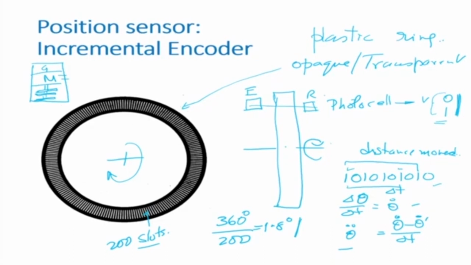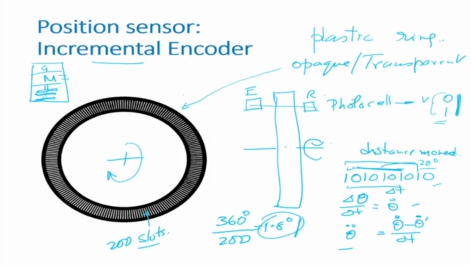Now the two disadvantages of this are there. The first is that 360 by 200 is 1.8 degrees, which is not much. So in terms of resolution, it is not much. The second problem that comes up is that this is an incremental device. Now, being an incremental device, there is no absolute position referencing. So it can tell you how much it has moved, but this is incremental. It is not absolute. So for example, if this corresponds to 20 degrees, it has moved 20 degrees, but from where? That you don't know.